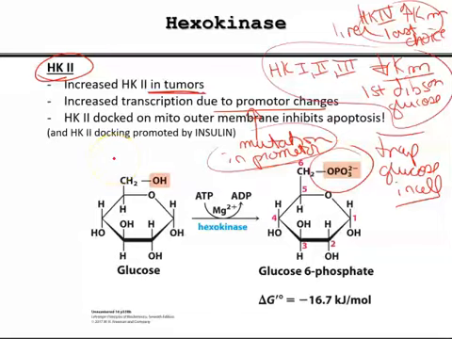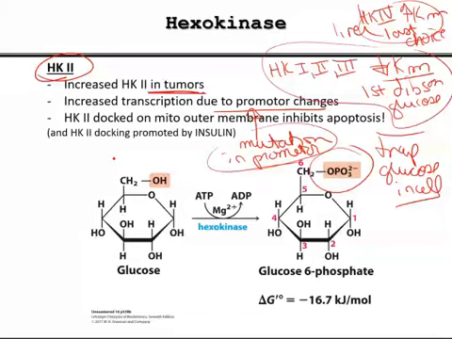There are changes in the promoter sequence which cause RNA polymerase to bind more frequently and increase the transcription, or the number of mRNA transcripts, for hexokinase in the cell. So we get more mRNA transcripts, we're going to end up with more translation and expression at the protein level.